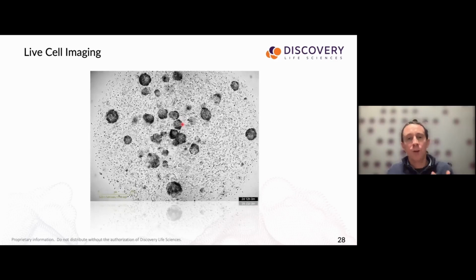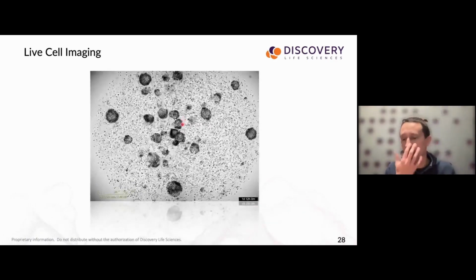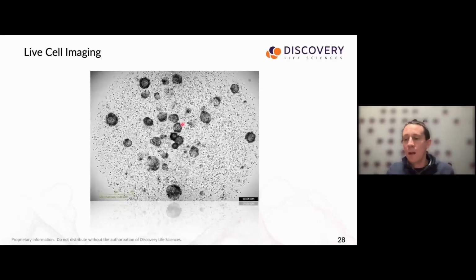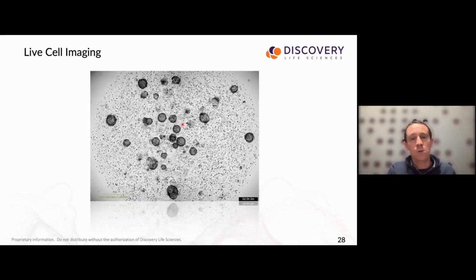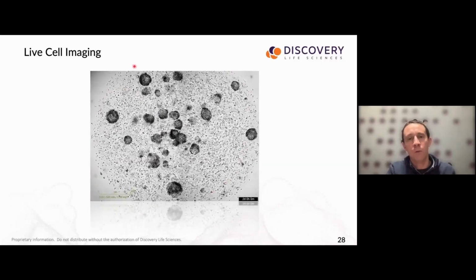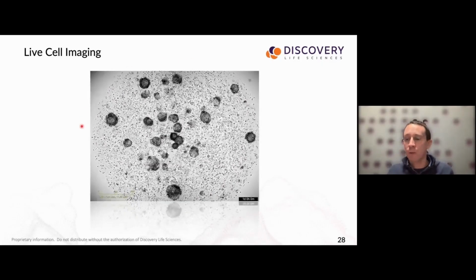So what we have started to evaluate is the ability of these tumoroids to grow in live cell imaging systems. So this is an IncuCyte S3 instrument. These tumoroids were seeded back in domes. So you can see the presence of the dome here is the overall circle that these are present in. And these are imaged every 4 hours over several days.